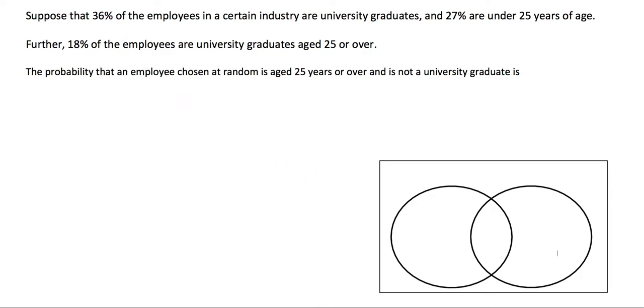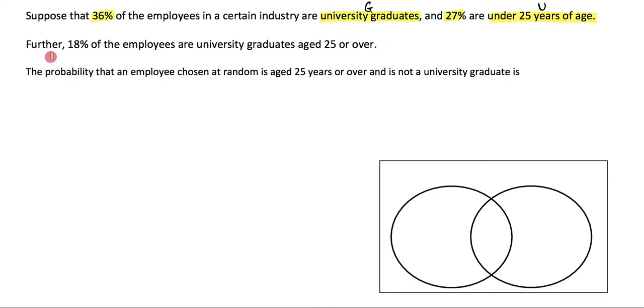Let's answer this question before us. It says, suppose that 36% of employees in a certain industry are university graduates. Let's represent university graduates with the letter G. We're also told that 27% are under 25 years of age. Let's represent being under 25 years of age with the letter U.